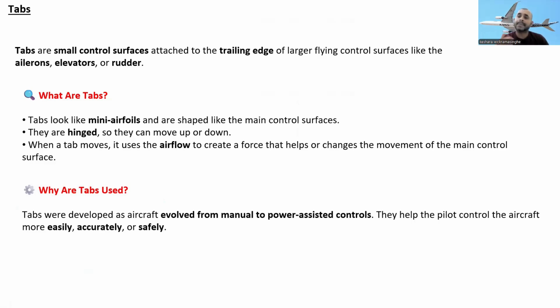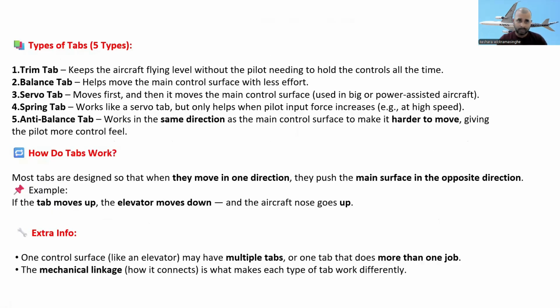So why are tabs used? Tabs were developed as aircraft evolved from manual to power-assisted control. They help the pilot control the aircraft more easily, accurately, and safely. There are five types of tabs. What are they? Trim tabs, balance tabs, servo tabs, spring tabs, and anti-balance tabs. Trim tabs keep the aircraft flying level without the pilot needing to hold the controls all the time.